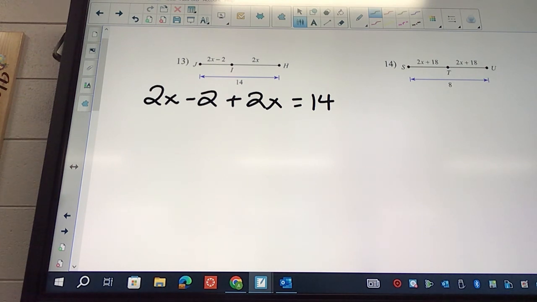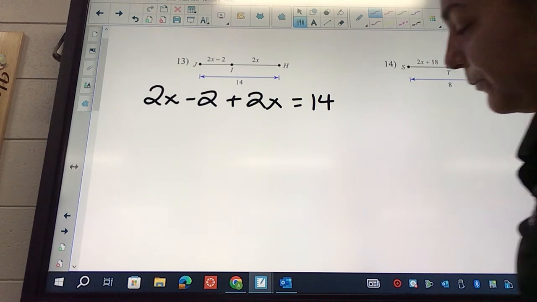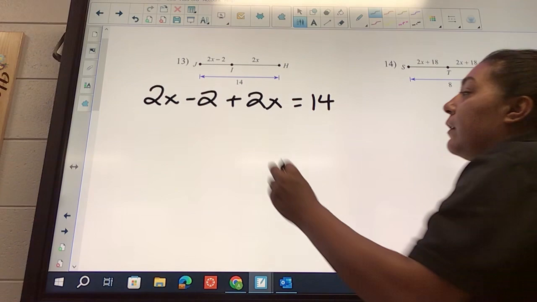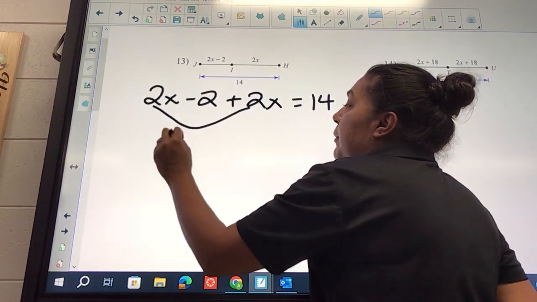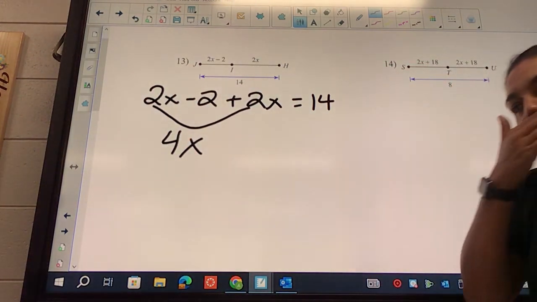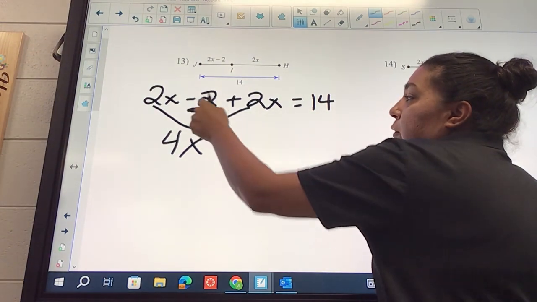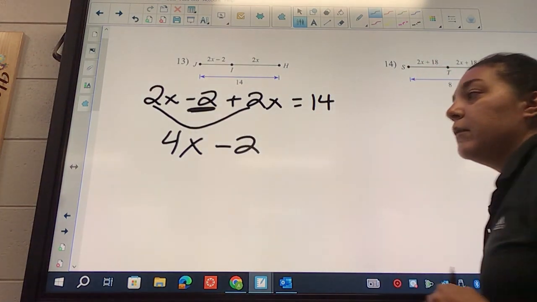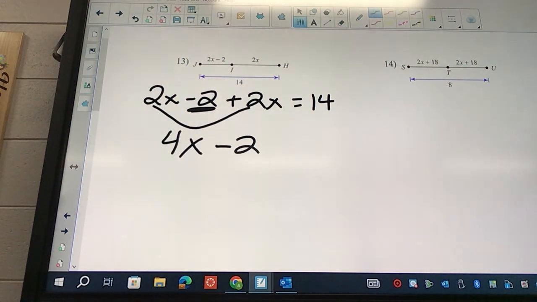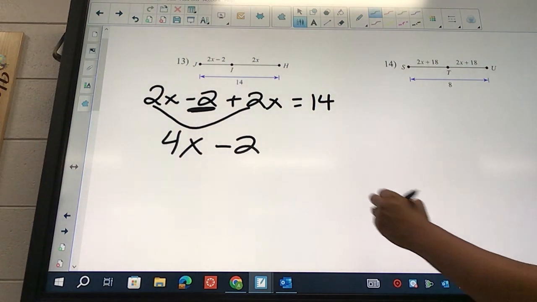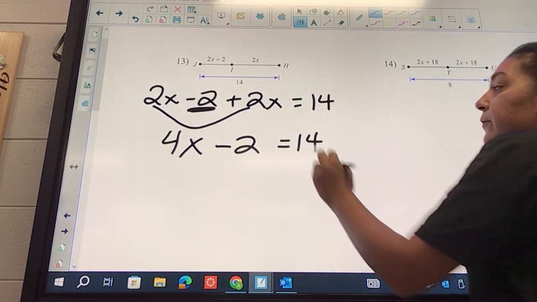Someone will shout it out at once. What else needs done? Combine numbers. Combine these twos, give me 4x. And then what? Just put the minus 2 down, because there's no other number to combine this guy with, so we're just gonna drop him back down, okay? Good job, Aiden. Okay, equals 14.